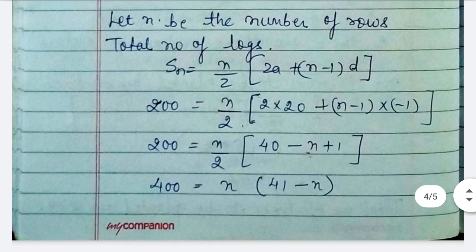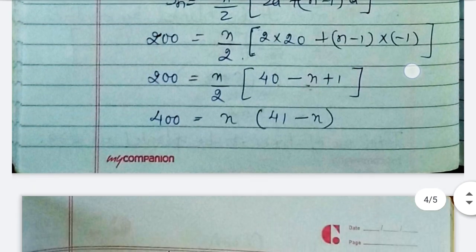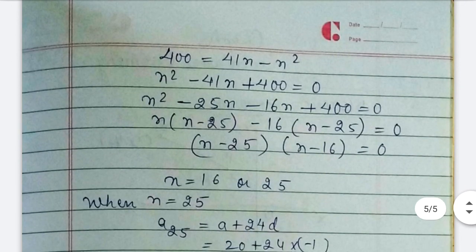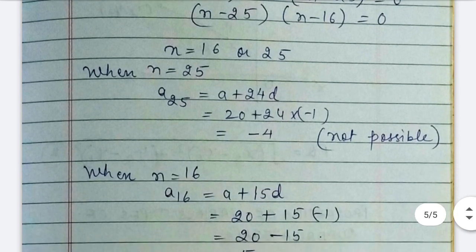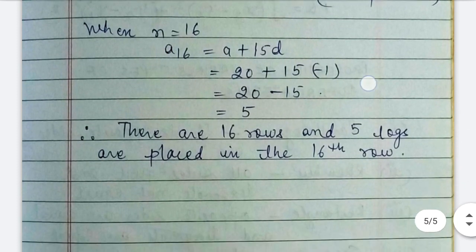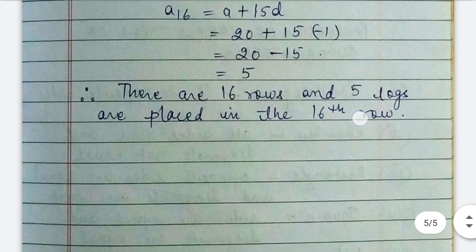Now the total number of logs will be Sn equals n by 2, 2a plus n minus 1 into d. We know the total number of logs, but we don't know the number of terms in the series, right? So by solving this, we get the values of n. The n here is 25 and 16. Putting n equal to 25, we get a25 as minus 4, which is not possible. So putting n equal to 16 in a16, we get the value 5. So the total number of rows was 16 and 5 logs were placed in the 16th row, right?